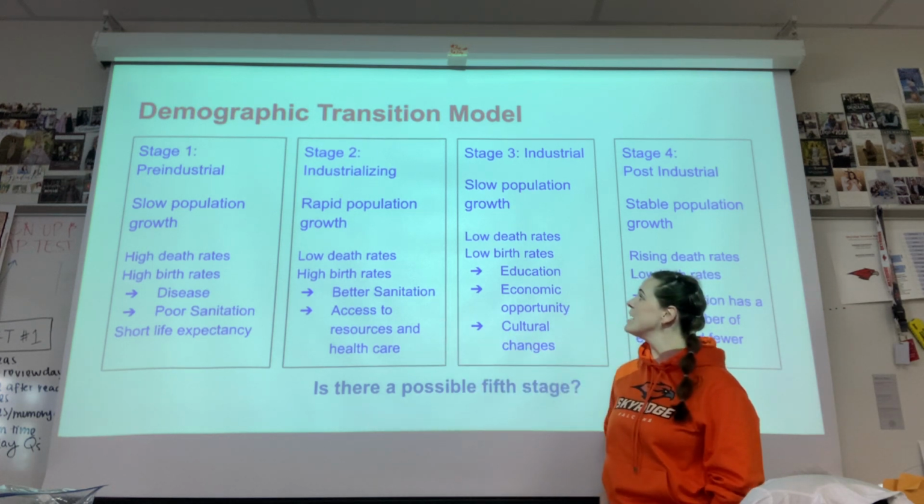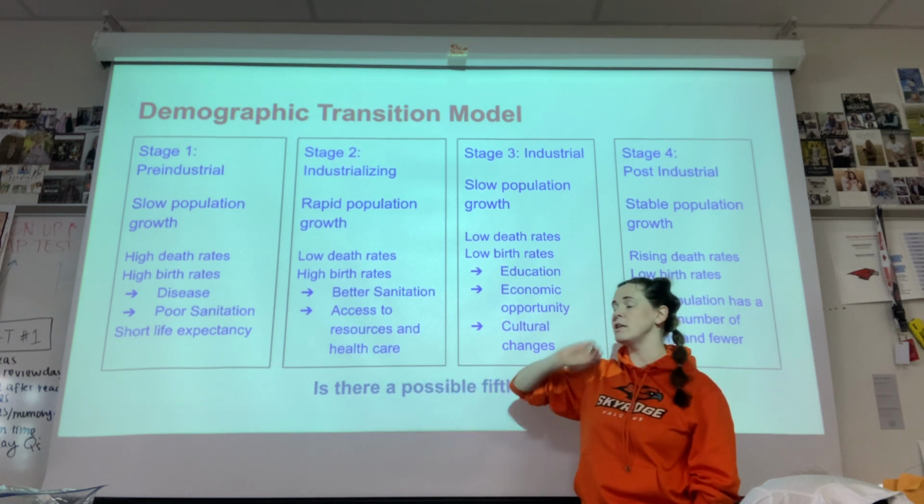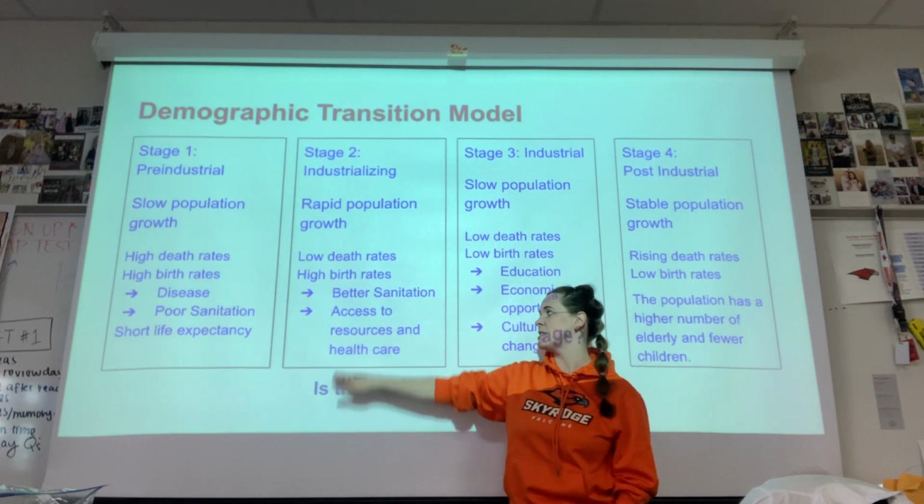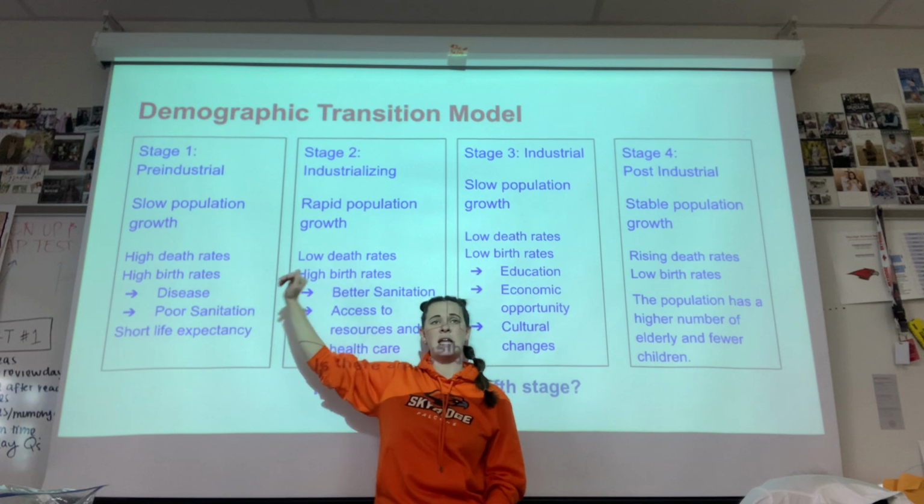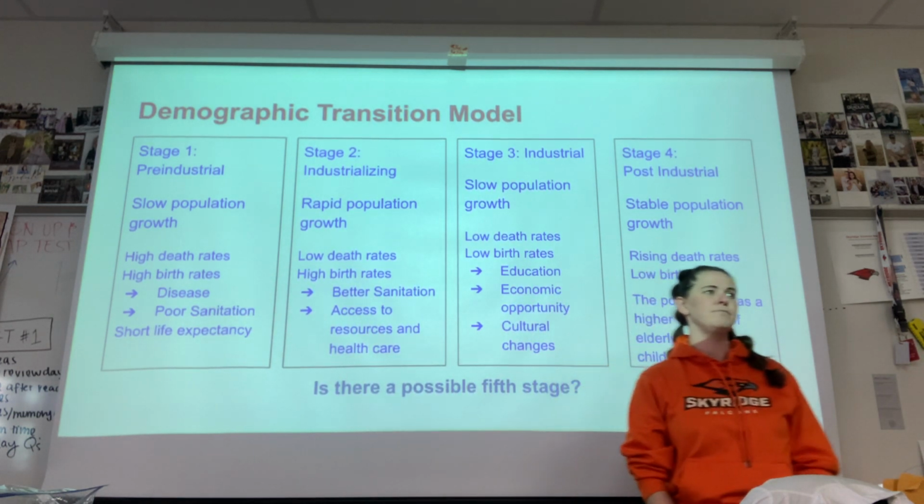Stage 2 is rapid population growth. The reason this population is starting to grow quicker is because we have better sanitation and access to healthcare. As soon as you fix the sanitation and the disease problem, populations tend to grow really, really quickly. Go figure.